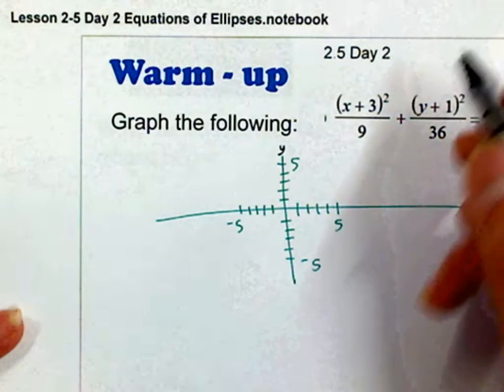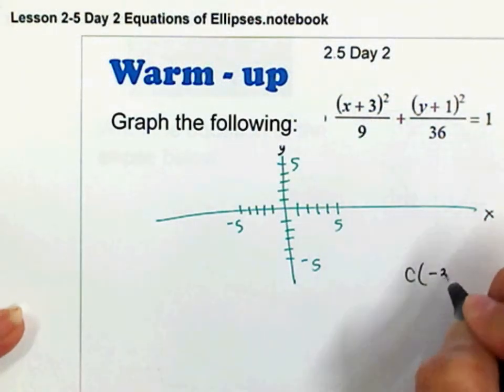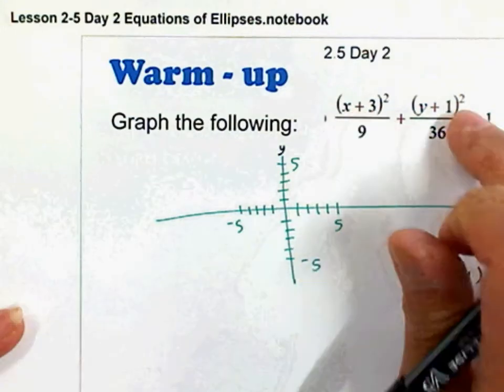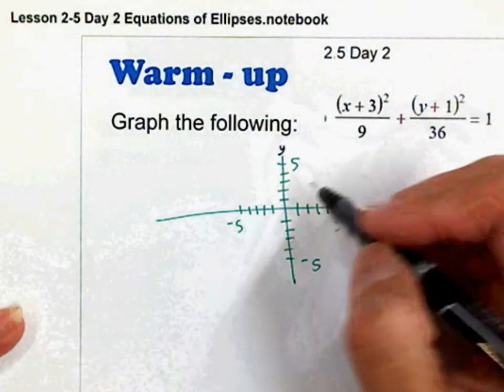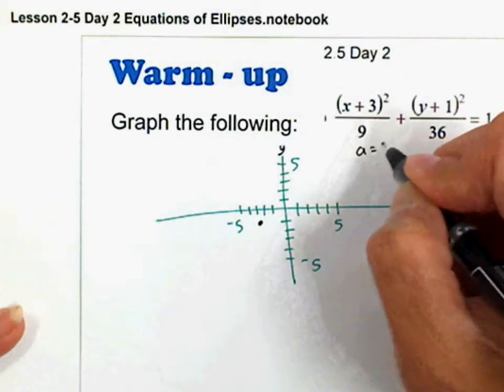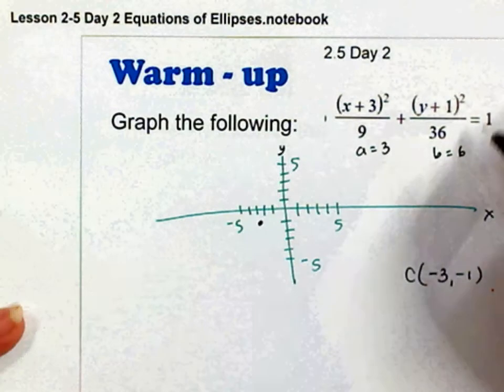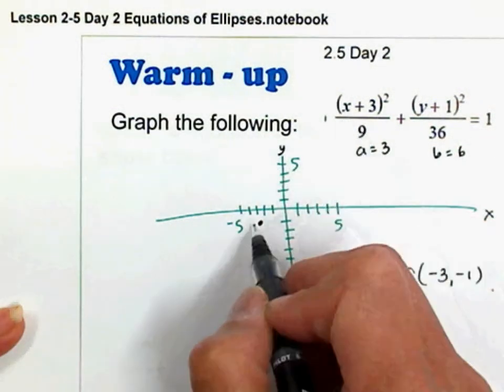Okay. So before you start, you need to find your center. So our center is negative 3, negative 1. It's always the opposite right there. A is 3 and B is 6 because you basically take a square root of 9 and square root of 36. X values, so we're going to go left 3.